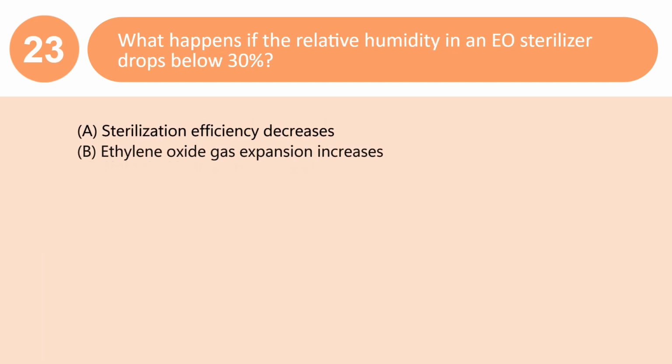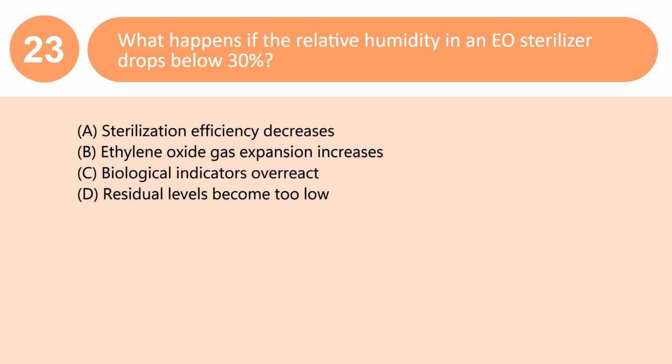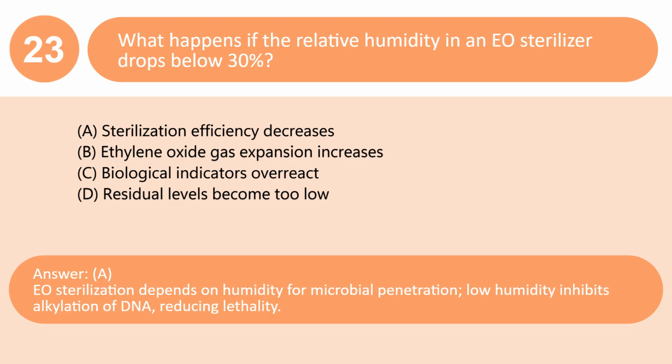What happens if the relative humidity in an EO sterilizer drops below 30%? A. Sterilization efficiency decreases. B. Ethylene oxide gas expansion increases. C. Biological indicators overreact. D. Residual levels become too low. Answer: A. EO sterilization depends on humidity for microbial penetration. Low humidity inhibits alkylation of DNA, reducing lethality.